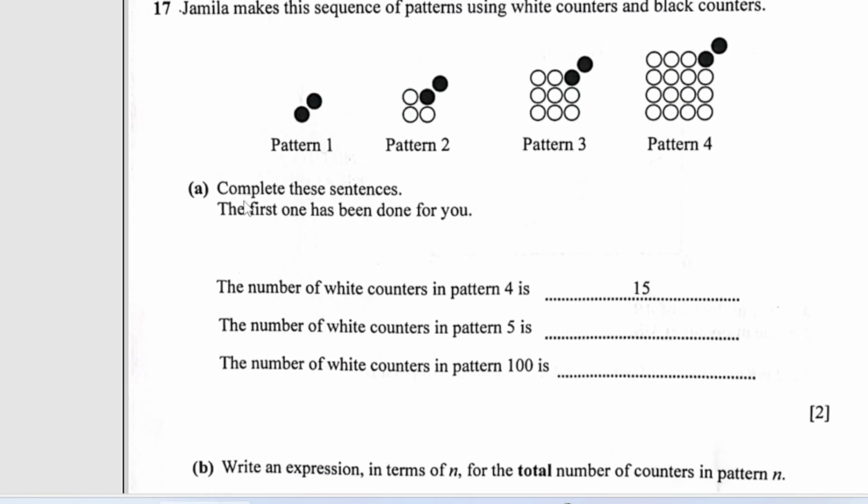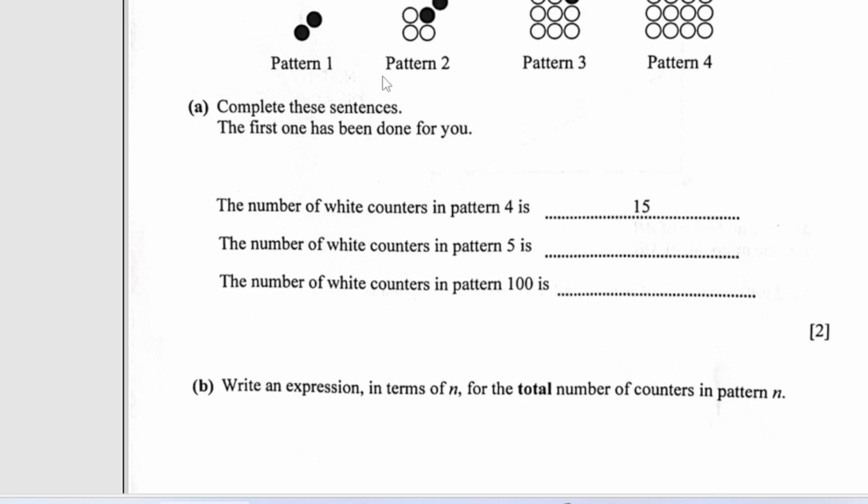Now the next one. Jamila makes this sequence of patterns using white counters and black counters. You can see the pattern here. Complete these sentences. The first one has been done for you. The number of white counters in pattern 4 is 15. Now the number of white counters in pattern 5. So we have to see the order. Here there is no white counter. Here we have 3 white counters. Then we have 5 white counters. No, sorry, there are 8 white counters, and then here we have 15 counters.